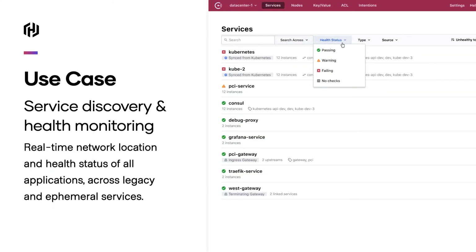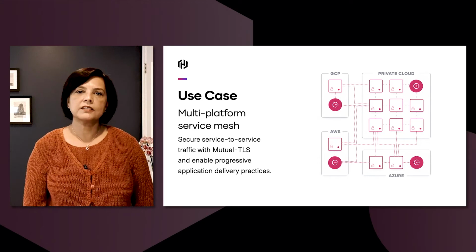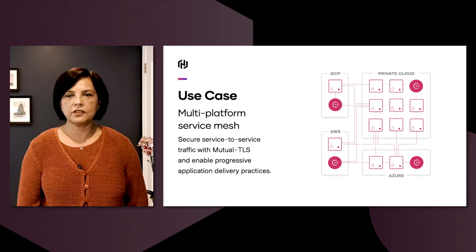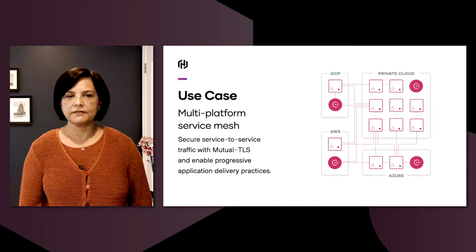The first use case is service discovery and health monitoring, which enables registering new services and having it available to others to use rapidly, reducing the time from days to seconds of new services being used. The next use case is network infrastructure automation, which enables updating manual network configuration tasks automatically and instantly, allowing for acceleration in application delivery by automating these tasks. And the third use case is multi-platform service mesh, which enables automated and secure service-to-service connections, providing insights into service performance and health, and improve developer agility by enabling self-service.